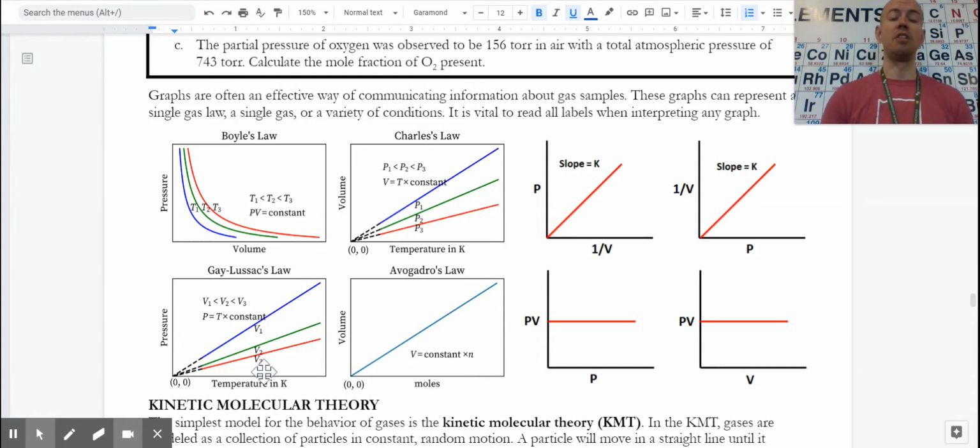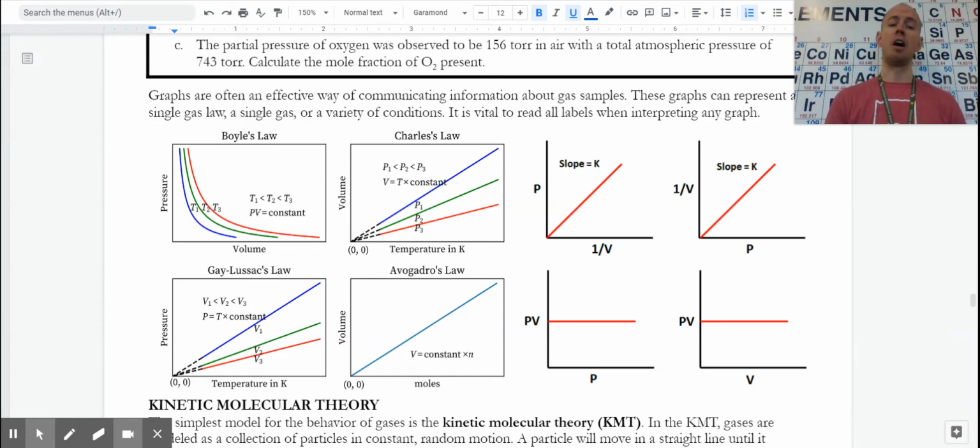Charles's and Gay-Lussac's laws are both direct relationships. An important piece with this is that the temperature must be in Kelvin. The reason for that is if we have our temperature in Celsius, then we would end up with negative temperatures. We can graph that way, but our x-axis, or our 0 point, would be somewhere here, and then we would be going back to negative 273.